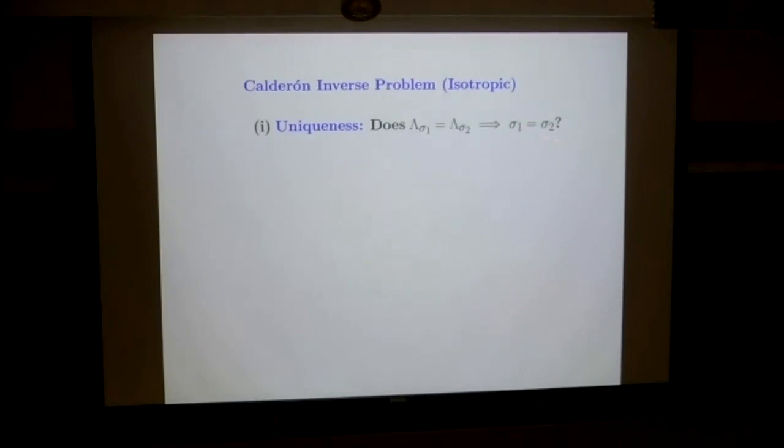But of course, whenever you have any inverse problem, you have associated with it a bunch of related questions. So the second one would be reconstruction. In the real world, you actually don't have two bodies, you have one body, and you want to determine what's inside of it. So can we reconstruct sigma, or some useful information about sigma, from knowledge of the Dirichlet-Neumann map?